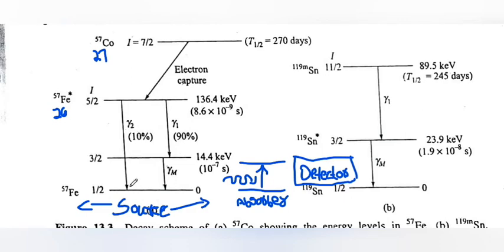The Fe57 in the first excited state decays to the ground state Fe57, and it will emit the gamma ray. This gamma ray is absorbed by the absorber, and the detector will detect the gamma ray.